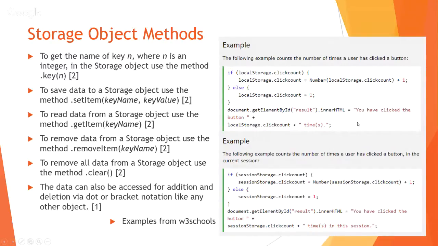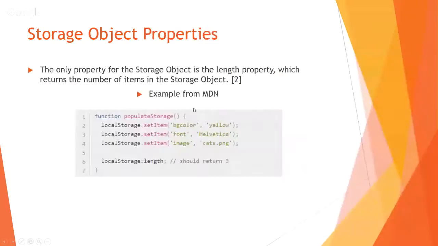The difference between the two is the local storage will store that click count indefinitely, whereas the session storage will store that click count until you close the window and open the window again. It will reset it back to 0. The storage object has a property called length, just like many arrays and whatnot. It stores the number of items in the object.